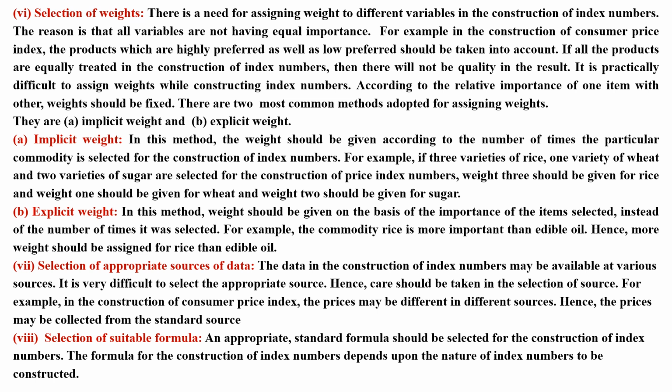According to the relative importance of one item with other, weights should be fixed. There are two most common methods adopted for assigning weights. They are A. Implicit weight and B. Explicit weight.